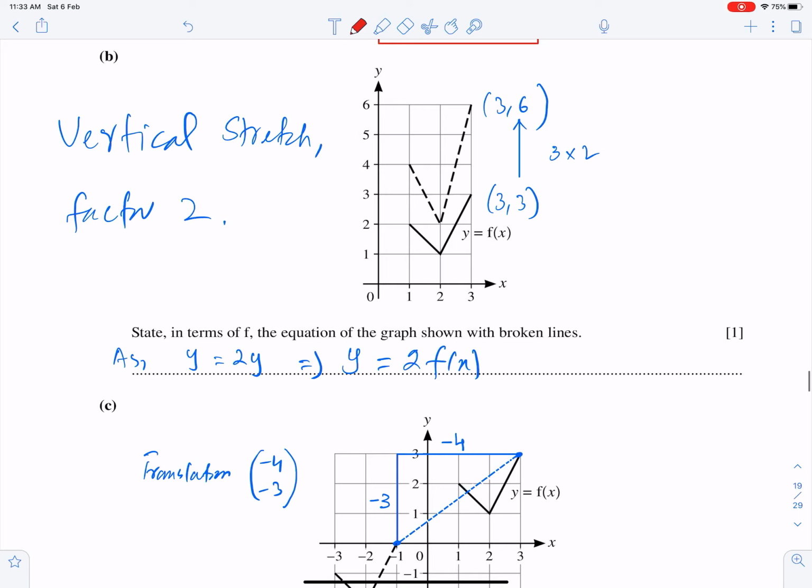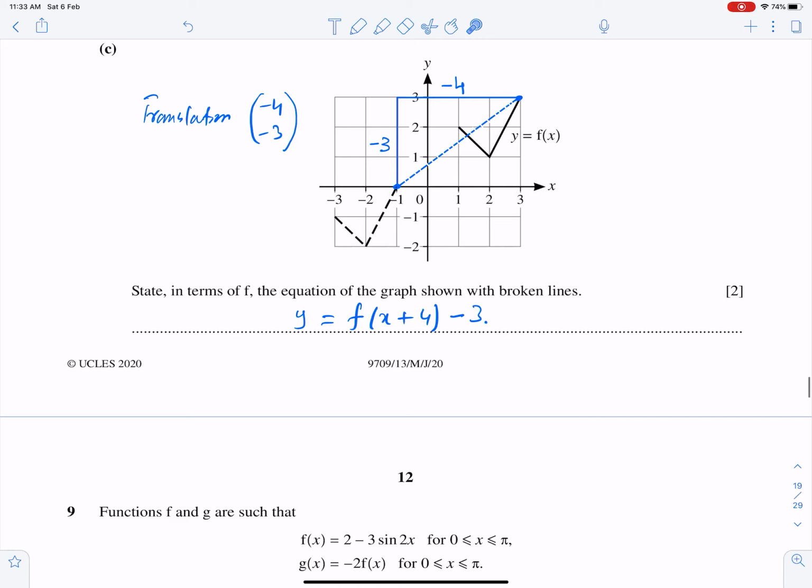I told you this is stretch, and you can observe any point, the y coordinate of any point is twice. So vertical stretch factor 2, but you have to write the equation. The equation is y = 2f(x). This is the equation of the vertical stretch. In f(x), you just need to write this f(x).